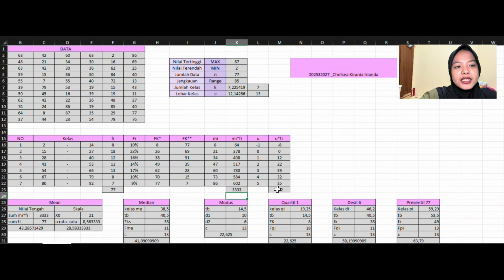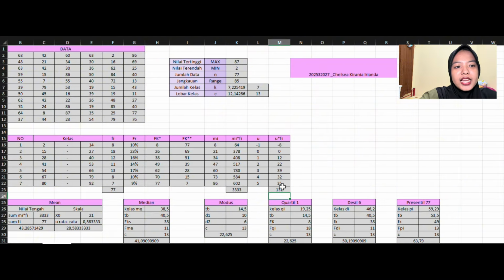Next, I created the main point times frequency column by multiplying the main point value by the frequency in each class interval. After all the data were entered, I calculated the total using the sum function in Excel.